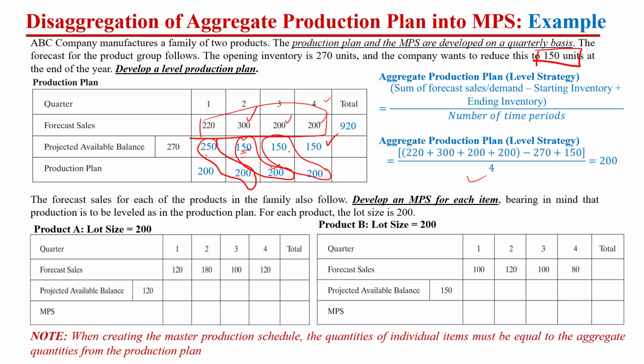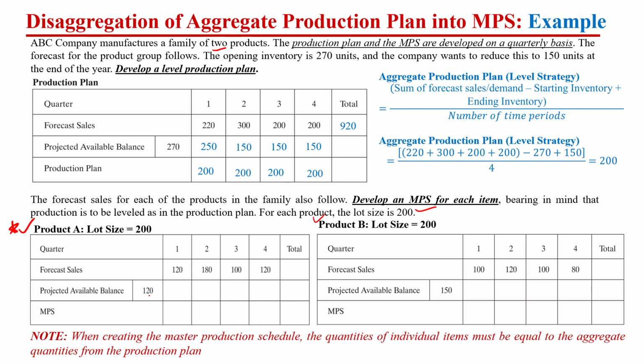Now, once we have this aggregate production plan, based on this we are going to develop the master production schedule. So master production schedule means for every end product, we are going to develop the master production plan. So the lot sizing which we are using means every time whenever we are going to produce, that is 200 units, or you can say whenever we are going to order, that is going to be 200 units. So this is for product A, this is for product B. Let's develop first of all the master production schedule for product A.